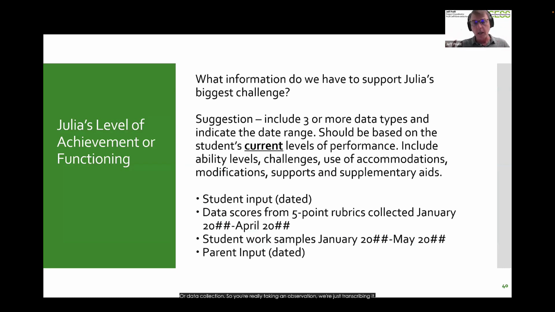So you're really taking an observation, we're just transcribing it. Data scores, student work samples, parent input, obviously. Date them though. The key is to date them and make them a range. If we're looking at the present levels of academic performance, 4 to 8 weeks prior to the IEP meeting. Anything beyond that is not present. So limit your liability by putting that cap on, because we want us to know what the student's able to do today, not 4 months ago.